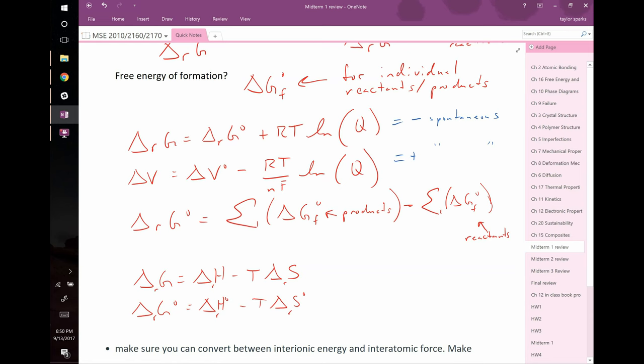So what is the difference between the Qs and the voltage? Same Q. It's always products over reactants. If it's a gas, use partial pressures. If it's a solid or a liquid, you just use one. And if it's a dissolved species, like an ion in solution, use concentration. Same reaction quotient. Yeah, Matt?